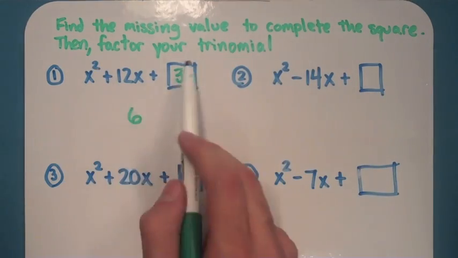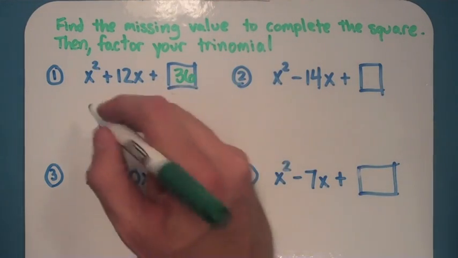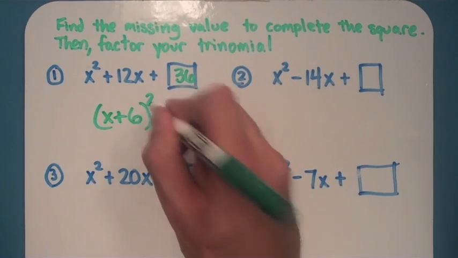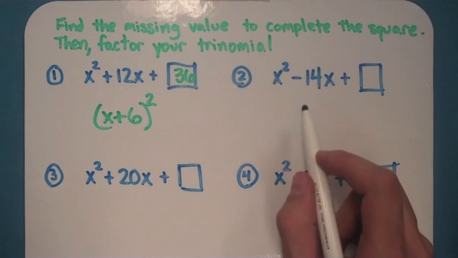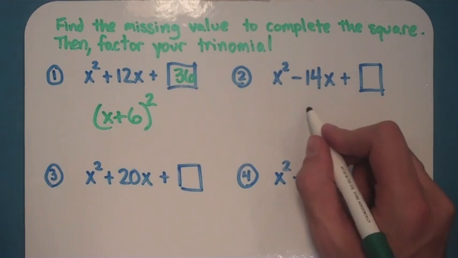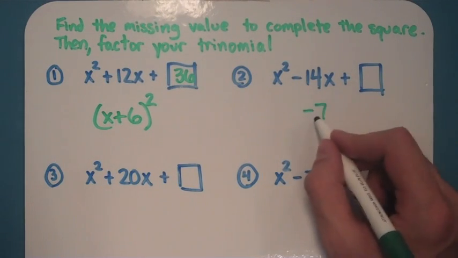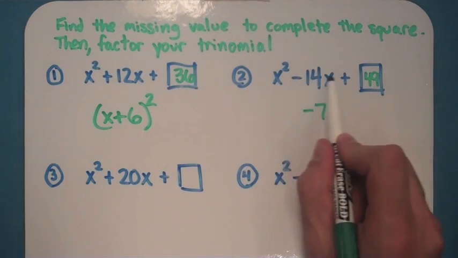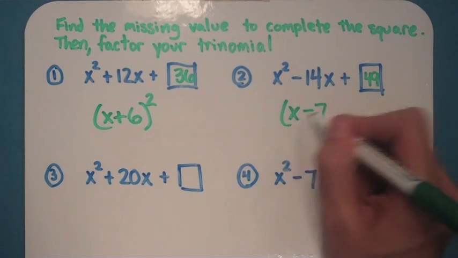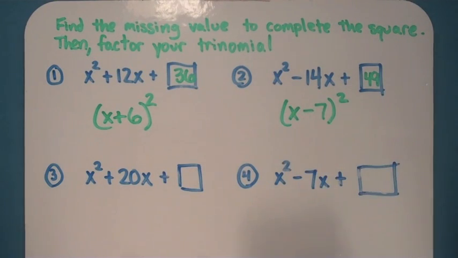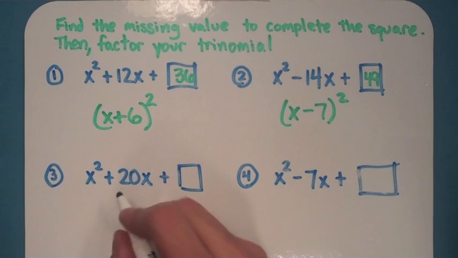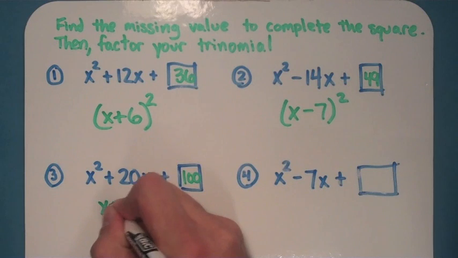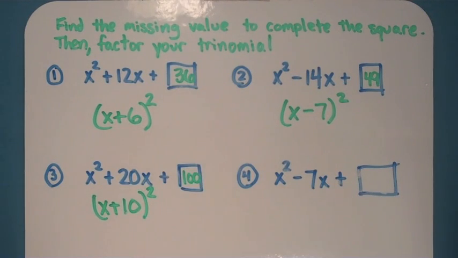If you were to factor x squared plus 12x plus 36, it's going to factor into x plus 6 times x plus 6, or in other words, x plus 6 squared. On my second example, I take half of negative 14, I get negative 7, and negative 7 squared is a positive 49. So this is my perfect square trinomial, and if I factor it, I get x minus 7 squared. Third one, I've got a 20x right here, half of that is 10, 10 squared is 100. This will factor into x plus 10 squared.